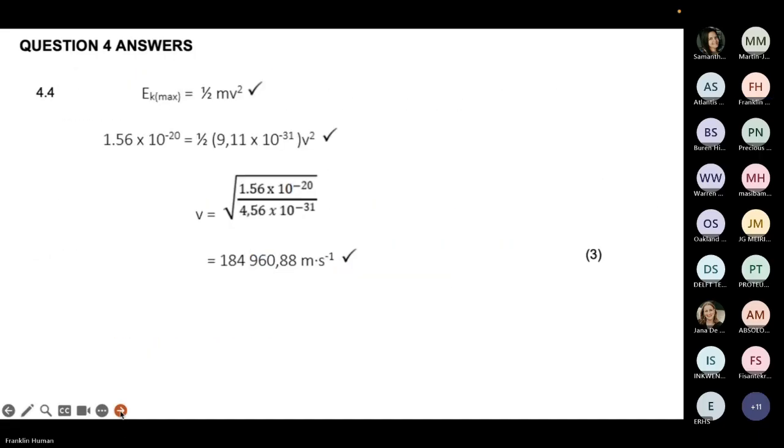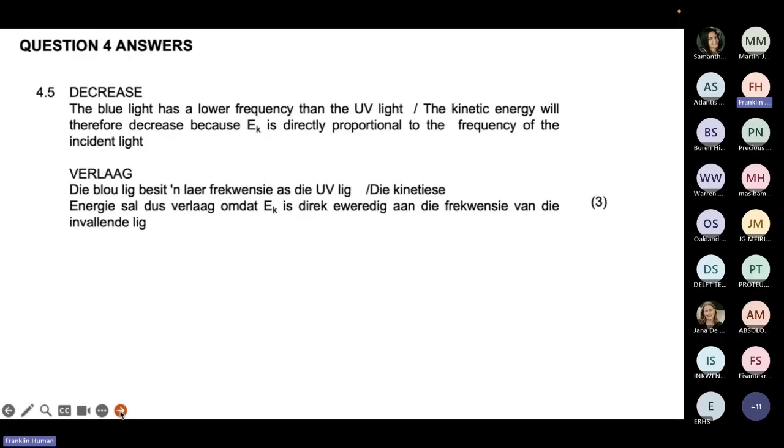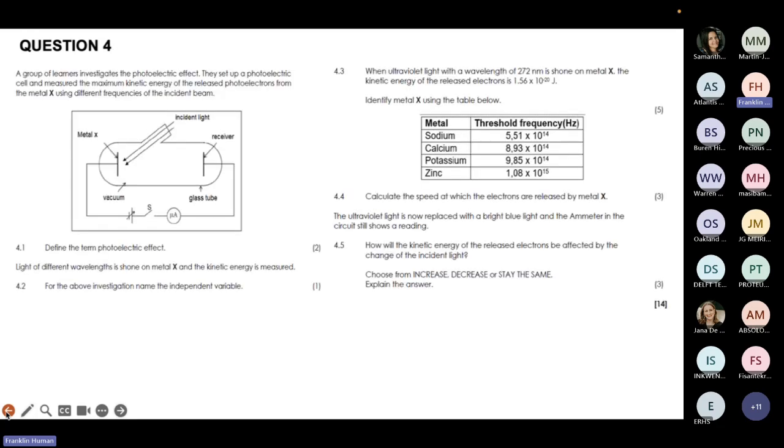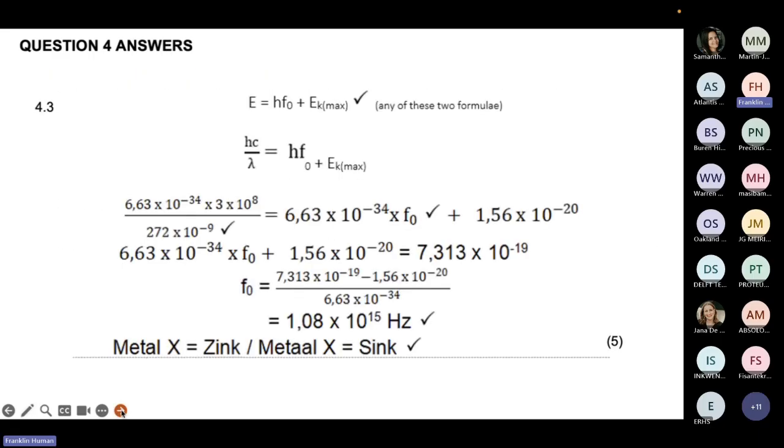Right. Okay. I think I missed the question. The Ek max was the 4.4 bit. Apologies, colleagues and learners. I'm just going to go back to question 4.4. I think I've missed 4.4 over here. 4.4, calculate the speed at which, so we've identified metal X. Calculate the speed at which the electrons are released by metal X. That's the part that I forgot.